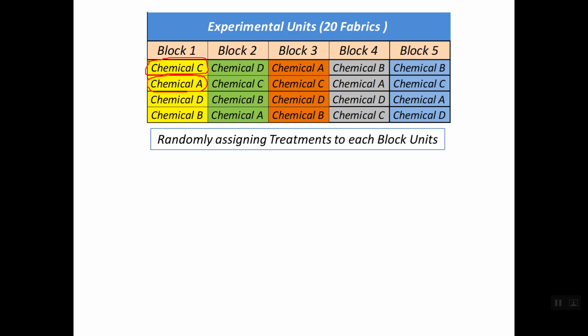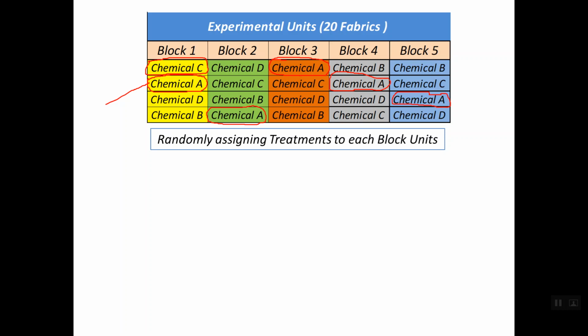Regarding the units that will be treated using chemical A, this is the first one, and this is another one. This fabric exists in the second block. This is the third one, which is a fabric inside the third block, and this one is inside block number 4. And finally, we have this unit here, which is inside block number 5.